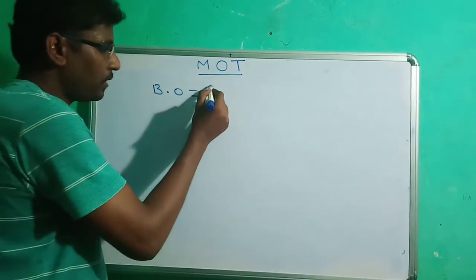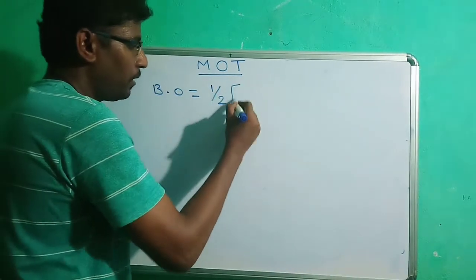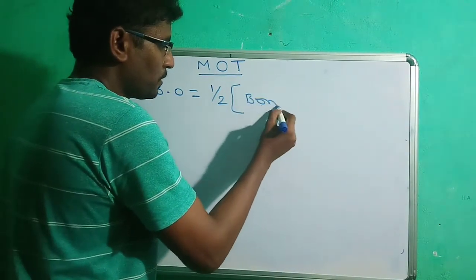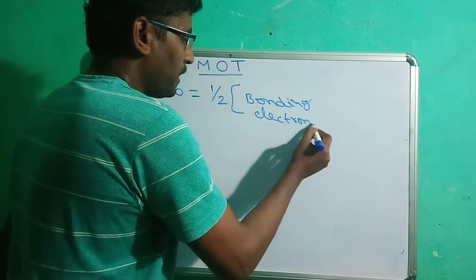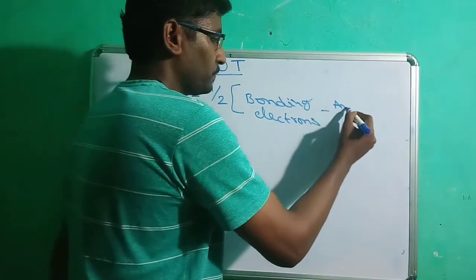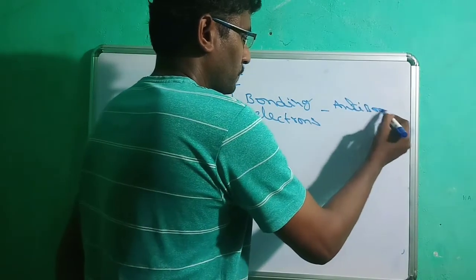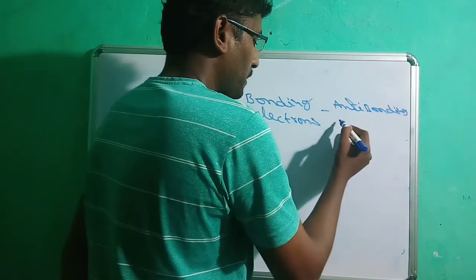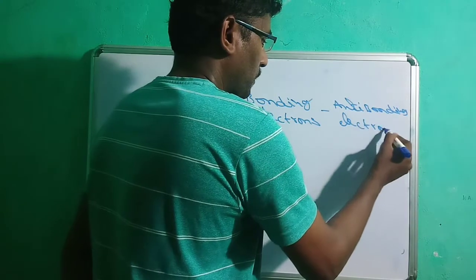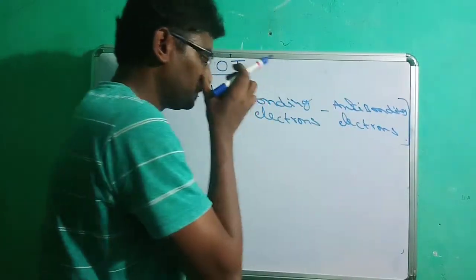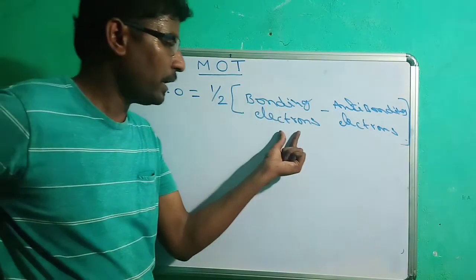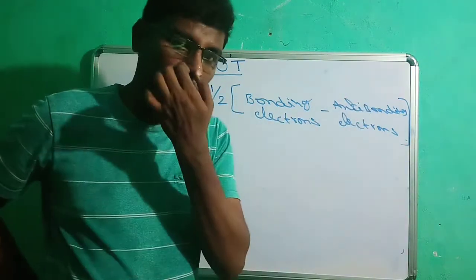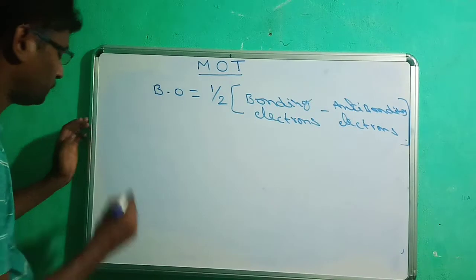Bond order is equal to half into bonding electrons minus anti-bonding electrons. This is the formula to identify bond order: half into bonding electrons minus anti-bonding electrons. Let's see it with an example.